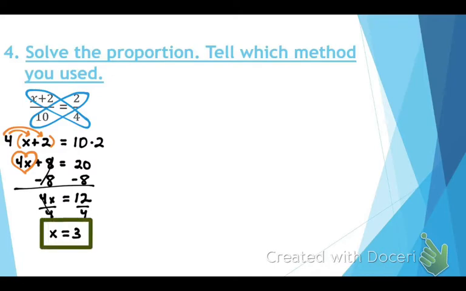What method did we just use? Cross products. On the quiz, a lot of people just put cross. That is not an example of a method. It's called cross products. And that is what we used for number 4.